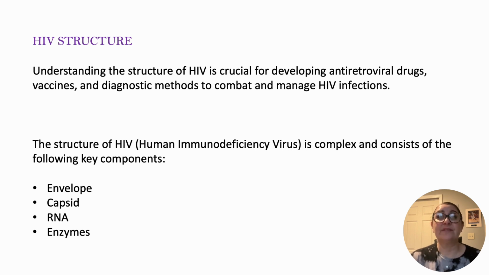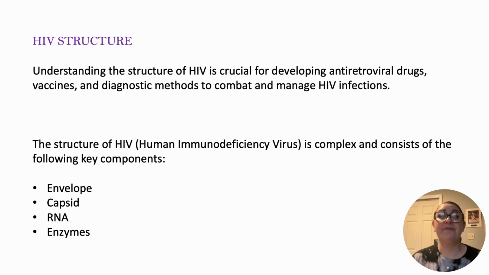The envelope. HIV has a lipid envelope derived from the host cell membrane. This membrane surrounds the viral particles and contains glycoproteins, particularly GP120 and GP41, which play crucial roles in the virus's entry into host cells. Next, we have the capsid. Inside the envelope, there is a protein shell called the capsid. The capsid is composed of P24 protein molecules. The capsid protects the viral RNA and enzymes.